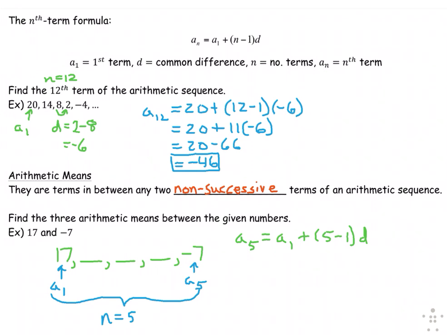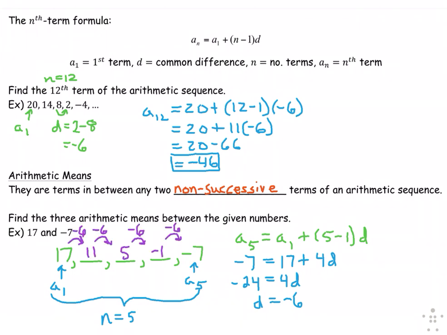Substituting in the information and solving gives the following value for d. So notice we have one unknown in this equation that we could solve for, and d is -6, which we will now add to 17 to get the first of the 3 arithmetic means, and we'll continue that all the way until we get -7 just to check. We have 11, 5, and -1 as the answer. Everything else was used in finding it, so only box what I have here in purple.